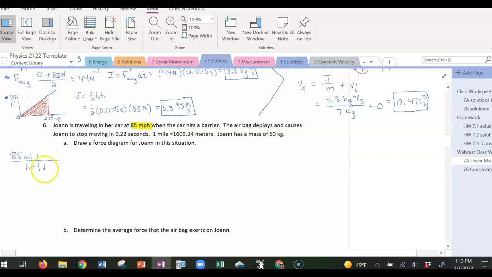And they're telling me that 1 mile is 1609.34 meters, and I know that 1 hour is 3600 seconds. So in standard units, that would be 37.998 meters per second. Okay, so the first thing is I want to draw a force diagram for Joanne.